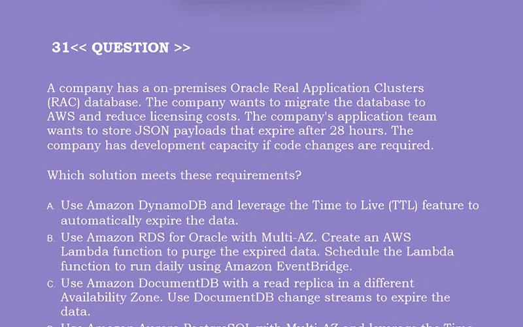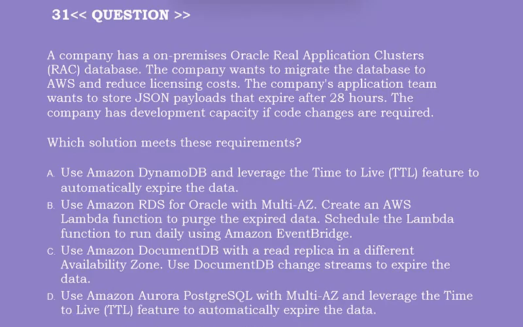Question is, a company has an on-premises Oracle Real Application Clusters (RAC) database. The company wants to migrate the database to AWS and reduce licensing costs. The company's application team wants to store JSON payloads that expire after 28 hours. The company has development capacity if code changes are required. Which solution meets these requirements?